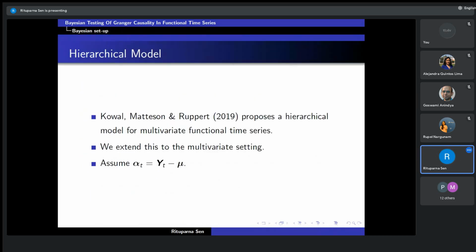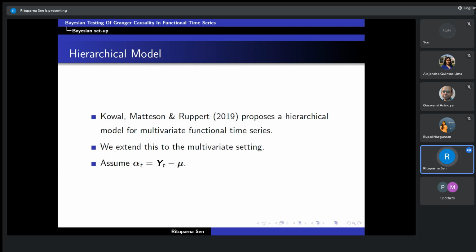Okay. So actually, we relied a lot on the Koval, Madison, and Rupert paper, where they propose a hierarchical model for functional time series. There was no Granger causality there, and sorry, it should not be multivariate, it is just functional time series. So there was a univariate setup, and we extended that to the multivariate setting.